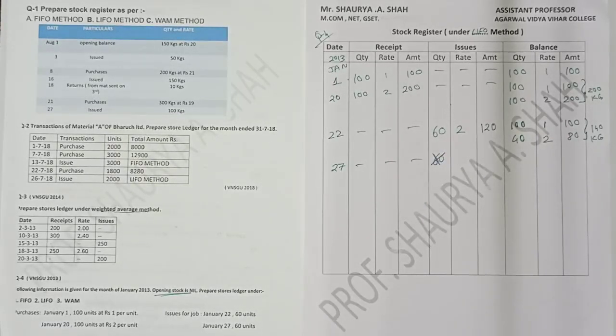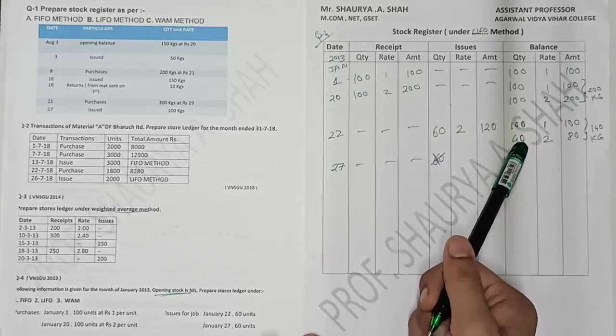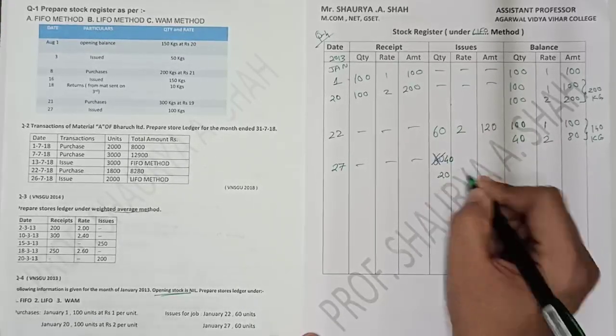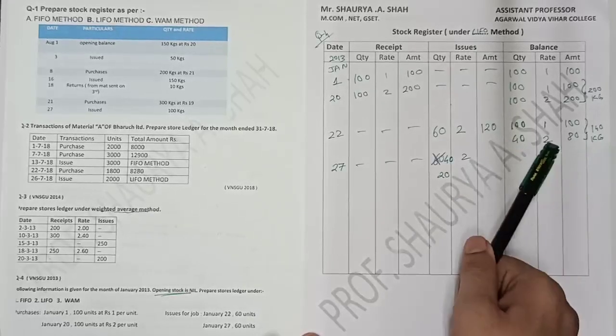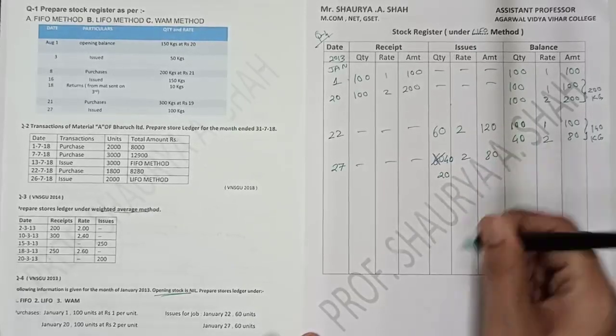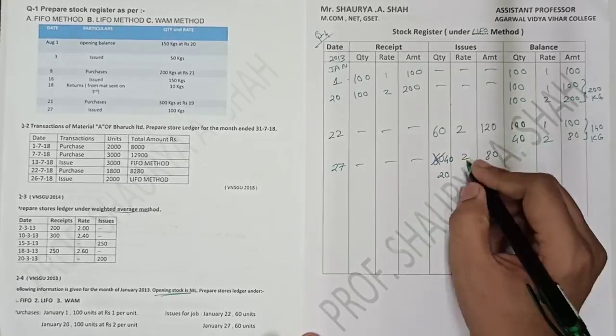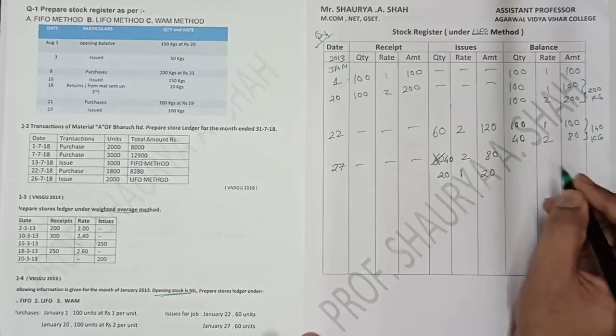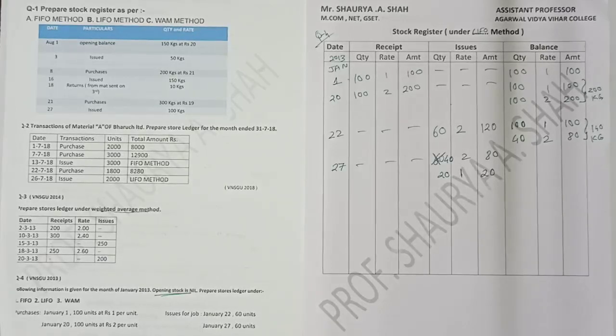At the time of issue, in either of the methods, do not directly write down the quantity. First see whether you are having it or not. So I am having only 40 and 20, right? So 40 will go out from the last family, that is 40 into 2 equals 80, and this 20 will be going from the rate of 1 rupee. Is it clear? So 80 and 20 is my issue.